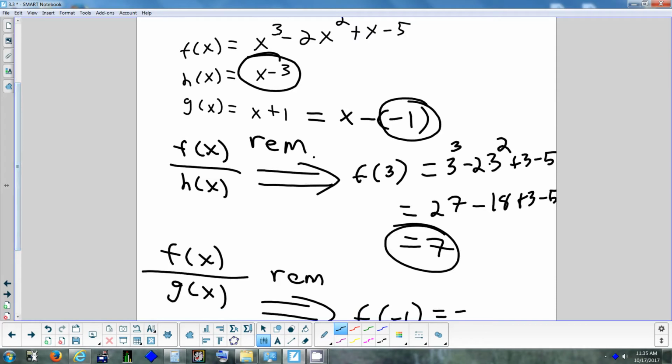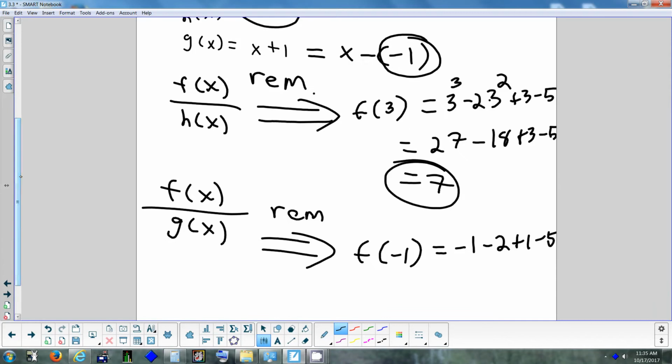Yep, -1. What's -1 squared? 1 times 2? 2. Minus 2. And we're plugging in 1. Minus 5. Wouldn't it be negative? Yeah, would it be negative? Yes, -1, thank you. -1 minus 2 is going to give you -3. Minus 1 is -4. Minus 5 is negative 9.